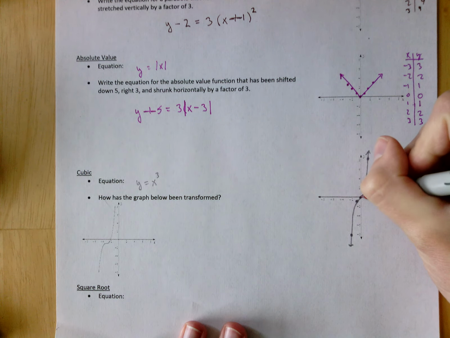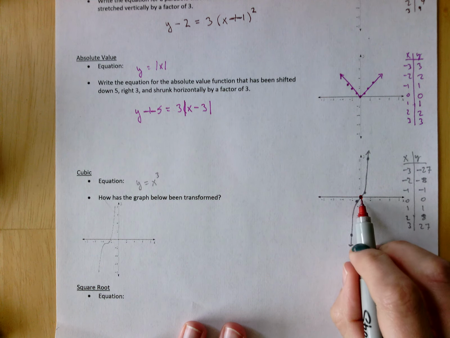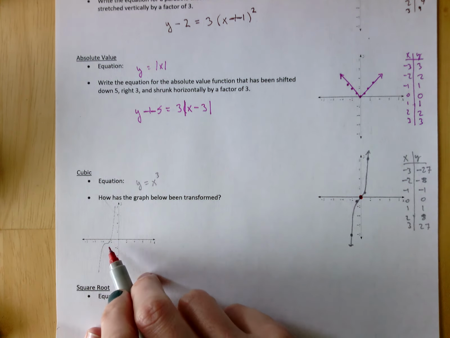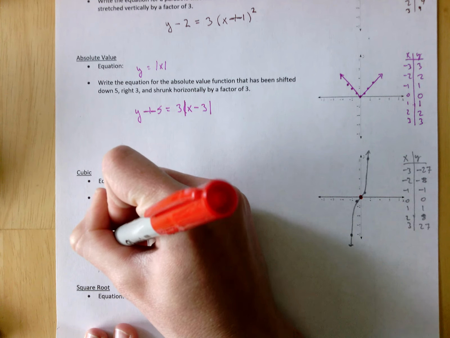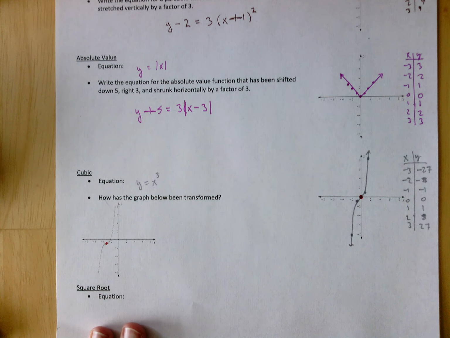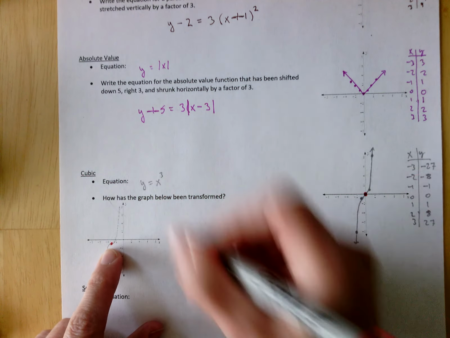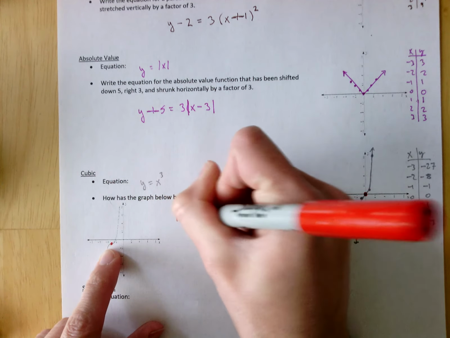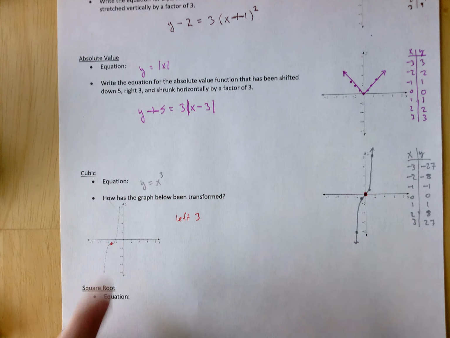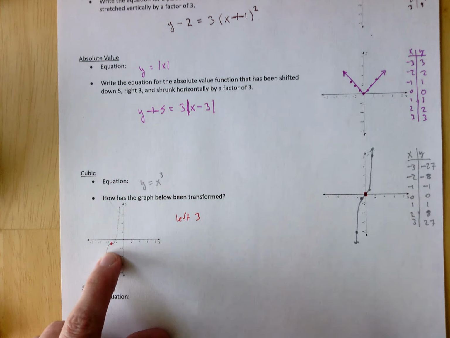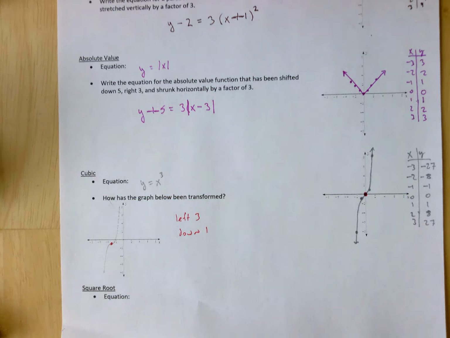I like to choose the point that goes through the origin, if at all possible. So I'm going to take that point right there and say, well, where is that over here? Okay, well, over here, it seems to have ended up there. That's where that point went. Okay, so what happened from here to there? Well, it went left 3 spaces, right? It was at 0, now it's gone to the left 3 spaces. It was at 0, now it's gone down 1. So it's gone left 3, it's gone down 1.